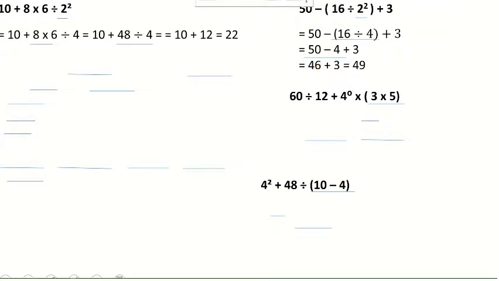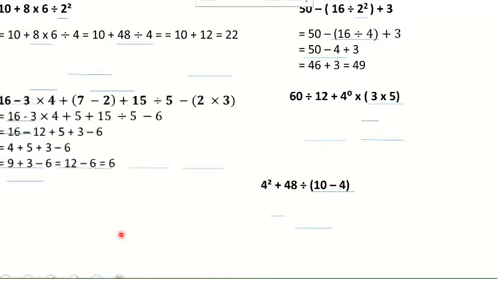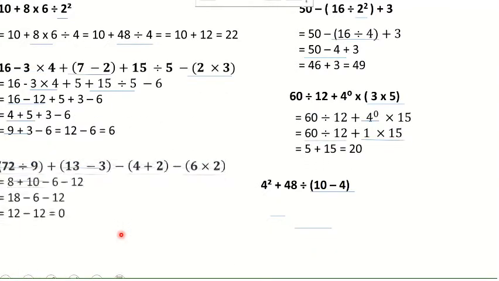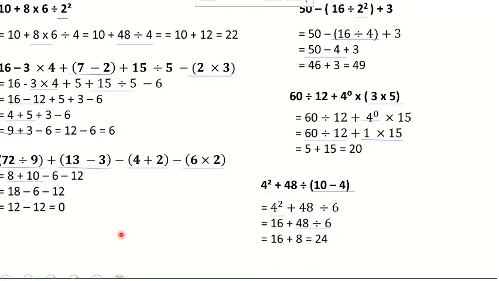I advise you to solve the rest. I'm going to put them in front of you, but try to practice them alone. The only hint I'm going to give you is 4 to the power 0. You know that 4 to the power 0 is 1. Okay, it's 1. Check your answers when you are done solving the following exercises.